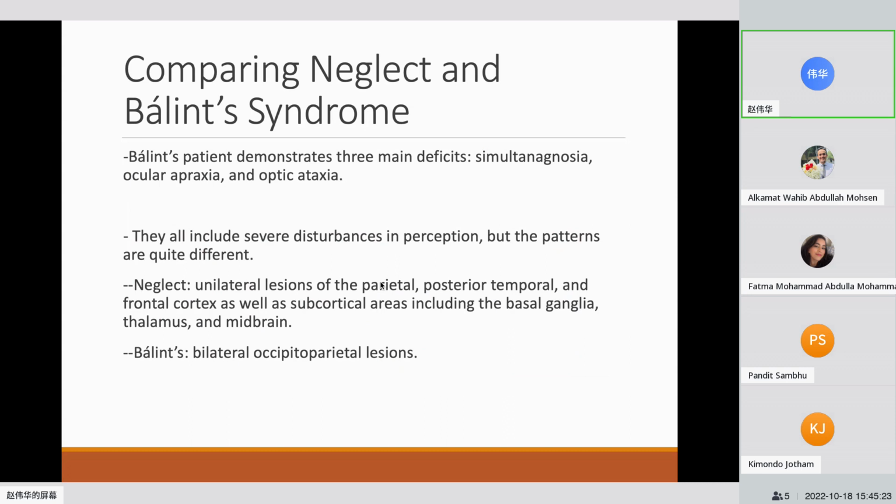So for the neglect, it's unilateral lesions of the parietal, posterior temporal, and frontal cortex, as well as the subcortical areas. But for the Balint, it's only the bilateral occipital parietal lesions. So this is the main difference between these two diseases.